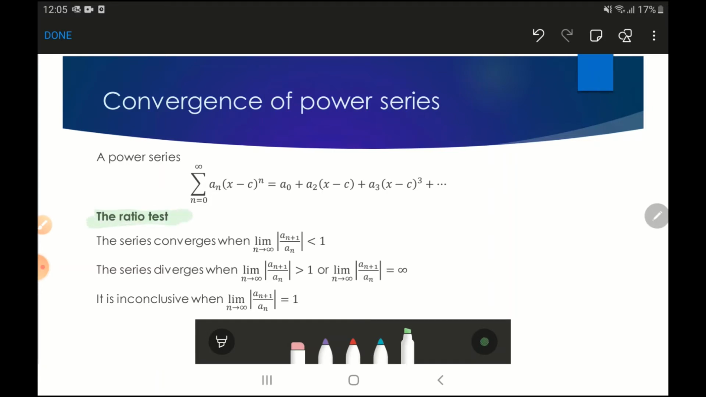So the series will converge if the limit of the ratio between a n plus 1 over a n is less than 1, and diverge when it's greater than 1 or infinity, and it's inconclusive when it's equal to 1. Okay, so now let's try an example.